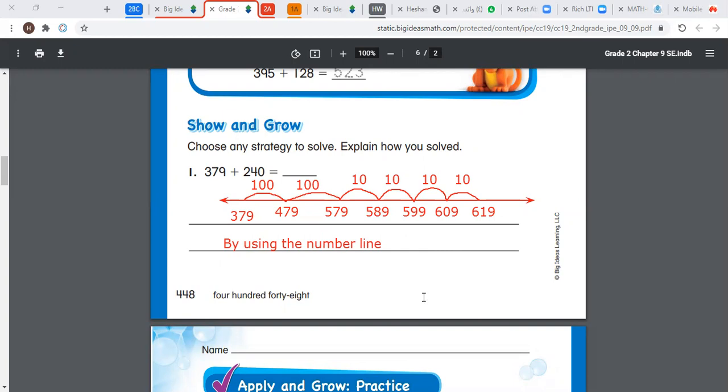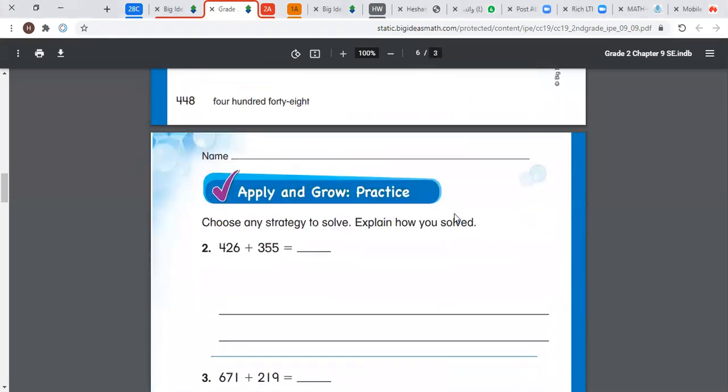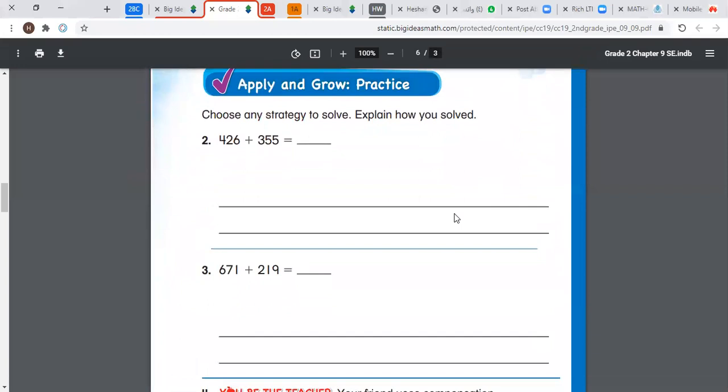Bye. Now, my lovely boys, right here by using the number line. Now, let's move to the next page to answer the next question, but please write quickly. Great. Now, grade 2, let's move to the next page, page 449, to answer number 2. Now, who's ready to answer number 2? In number 2, we want to use any strategy to get 426 plus 355.